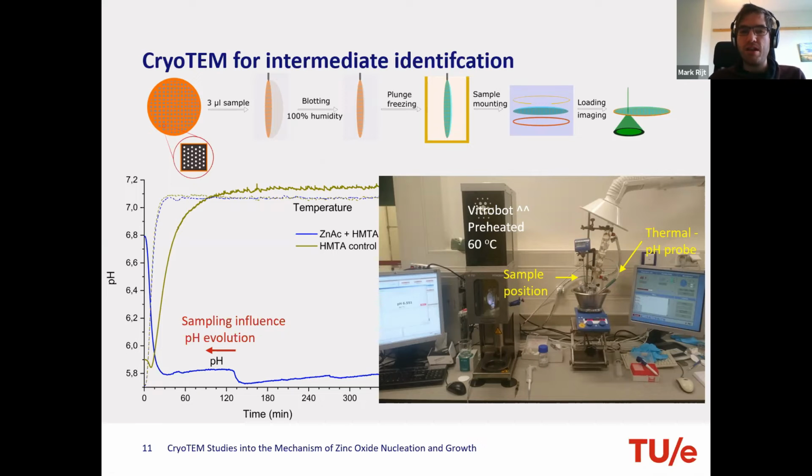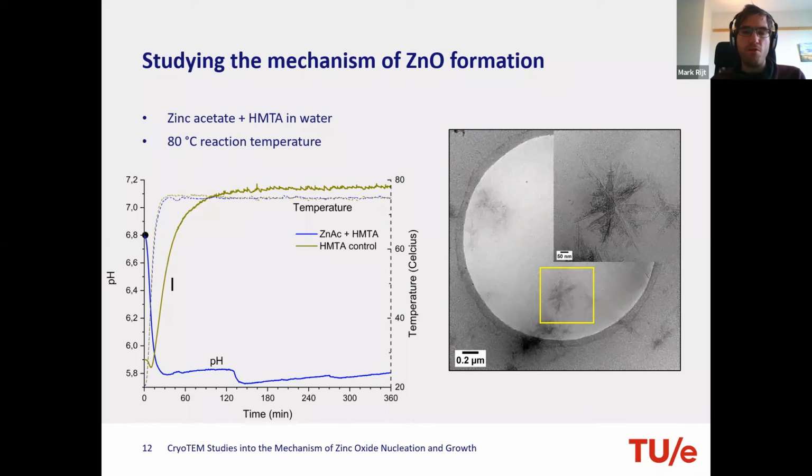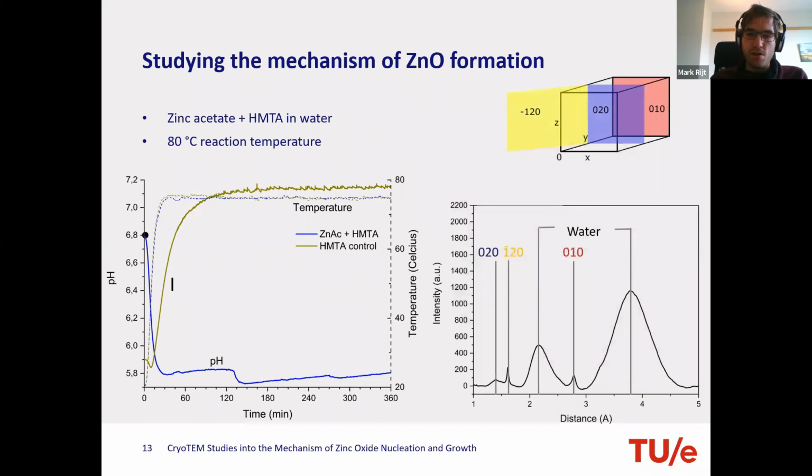That also makes it extra clear why it's good to have a different in situ method to compare the progress with. So when we perform the reaction and take Cryo TEM samples, at the very beginning we see these faceted small crystals of about a couple hundred nanometers in length. We did electron diffraction on it, and what you see here is a plot of the electron diffraction data that we got.